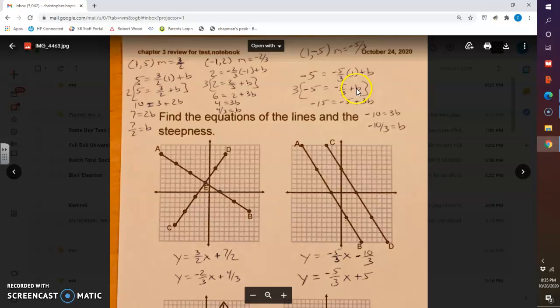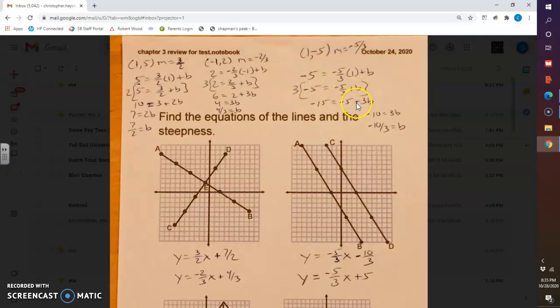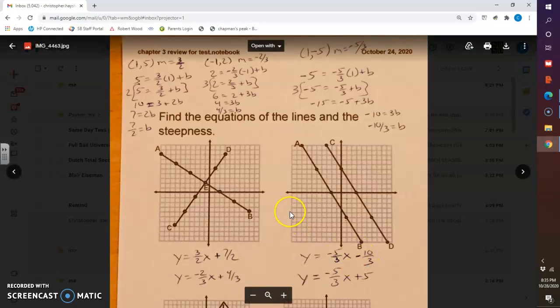Negative 5 equals negative 5/3 plus b. Multiply everything by 3, we get negative 15 equals negative 5 plus 3b. We add 5 to both sides, negative 10 equals 3b, and my b is negative 10/3. And it looks like it's about right here as well, right below the negative 3 spot on the y-axis. So my answer, y equals negative 5/3 x minus 10/3. Remember, whenever we find the equation of the line, in the end, we need to be able to plug in the slope and the y-intercept.